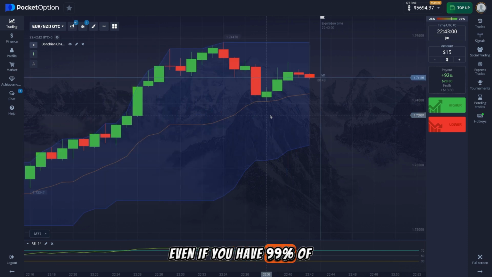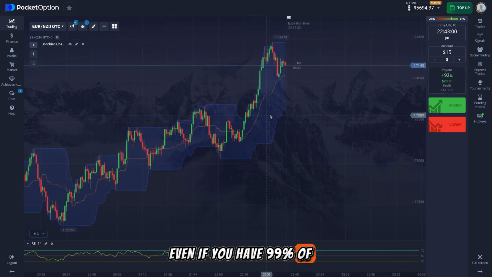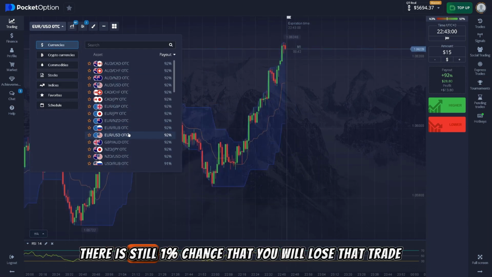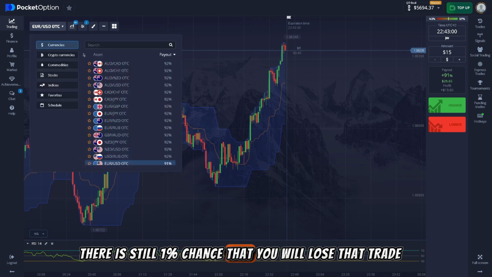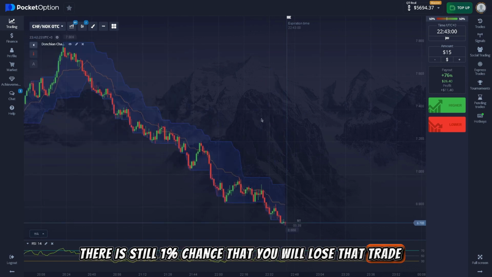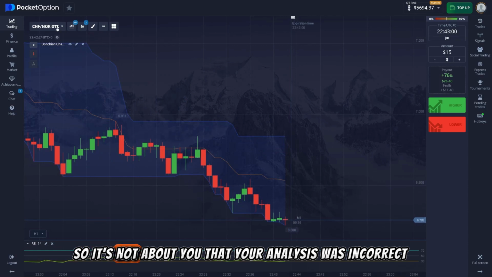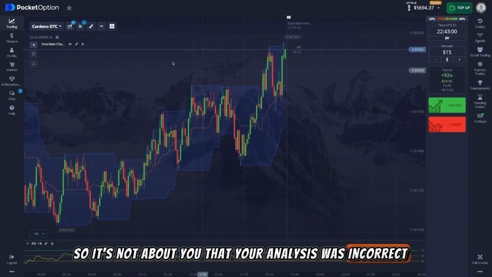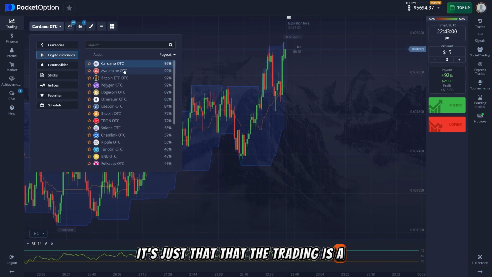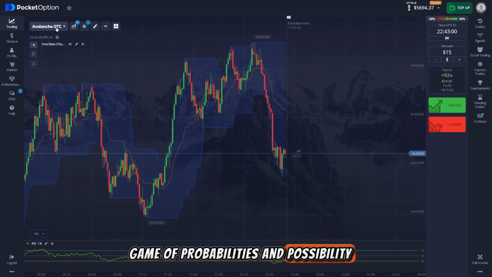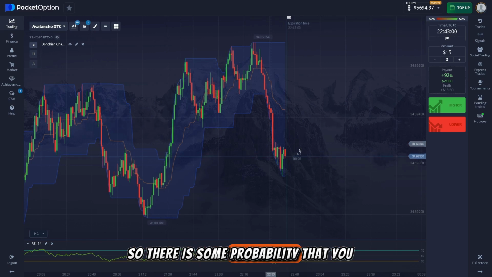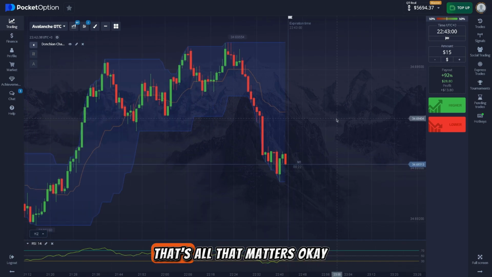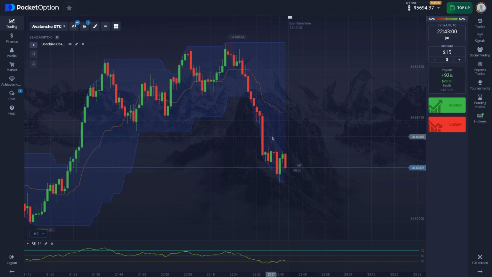Even if you have a 99% chance of winning a trade, there is still a 1% chance that you will lose that trade, and it can happen. So it's not that your analysis wasn't correct. It's just that trading is a game of probabilities and possibilities. So there is some probability that you can lose some money in here. That's all that matters, okay?